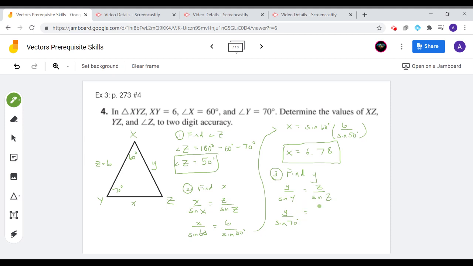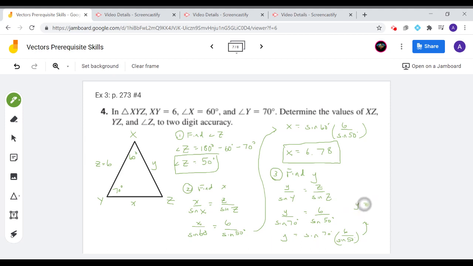So I'm going to fill in the values that I know. I know angle y is 70. I know side little z is 6. And angle z is 50. So side little y is equal to sine 70 times 6 over sine 50.